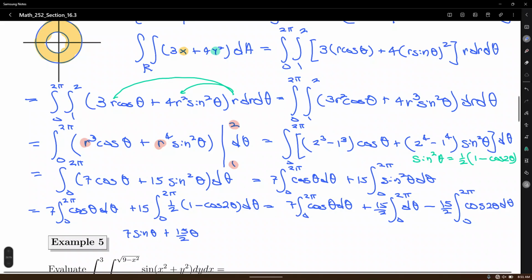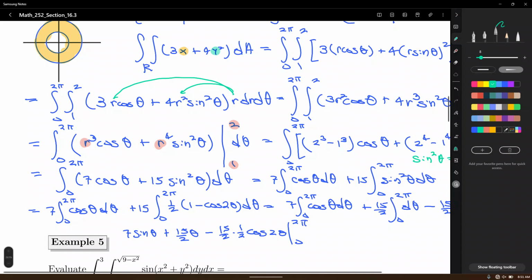You don't have to do the mini u substitution, but that will require a factor of a half that will get multiplied with the 15 halves. That is minus 15 halves times half cosine 2 theta from 0 to 2 pi. Okay? So what's going to happen here? Check this out. Let me simplify the multiplication here.